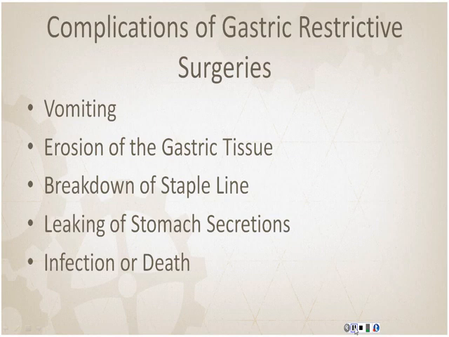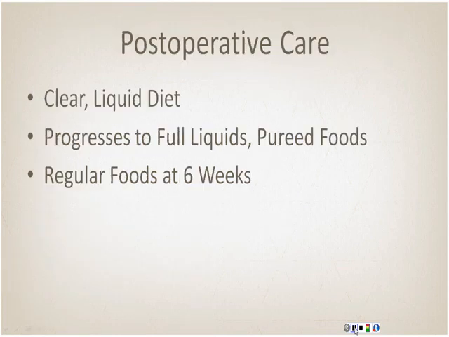The most common side effect from any type of bariatric surgery is vomiting. This is usually from overeating or not chewing food well enough. There can also be erosion of gastric tissue around the bands or at the staple line, which then allows leaking of stomach secretions into the abdominal cavity. And this, of course, can lead to peritonitis, which can be a very serious complication. It can also lead to infection and death with any of these complications. So pretty serious complications that can happen around gastric surgeries.